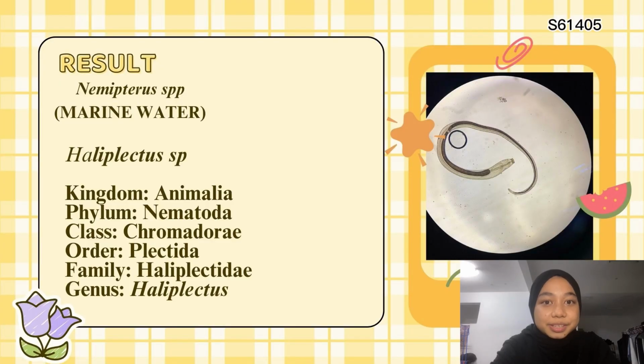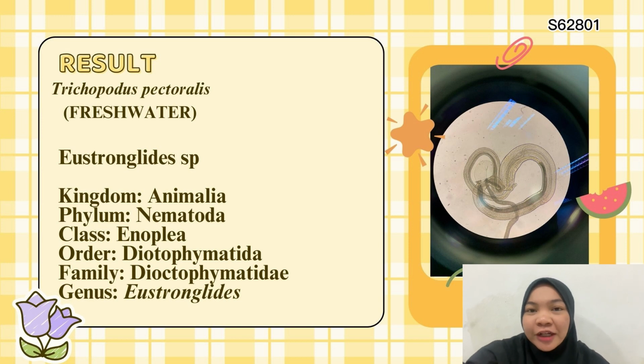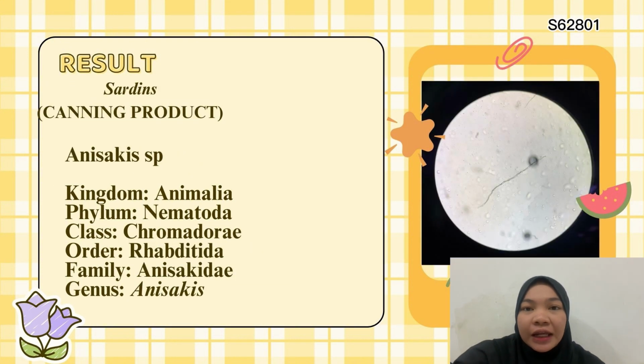The result shows the parasite species found is Heliplectus species, and the marine water species is Nematodes species. Next, the organism that we found in Trichopodus pectoralis is Eustrongylides species from kingdom Animalia and family Dioctophymatidae. Last, from canned product, we found Anisakis species, also from kingdom Animalia and family Anisakidae.